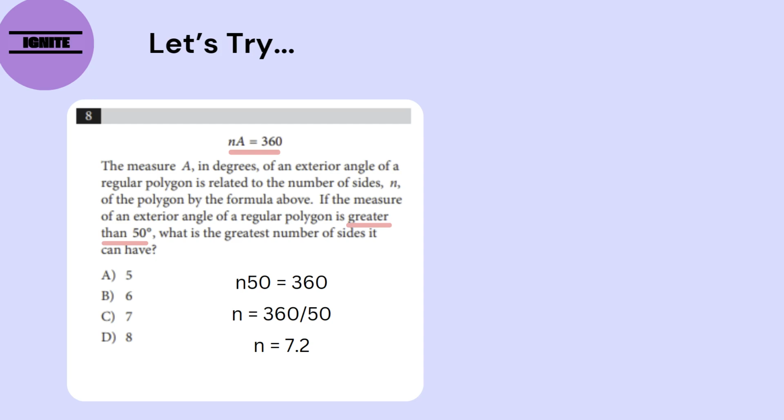Now, in this case, which number falls outside this range, which is less than? Well, only one option, 8. 8 is greater than 7.2, so it will not be good enough for this question. Now, 5, 6, and 7 are all less than this number, which work because the angle of the regular polygon is greater than 50 degrees.